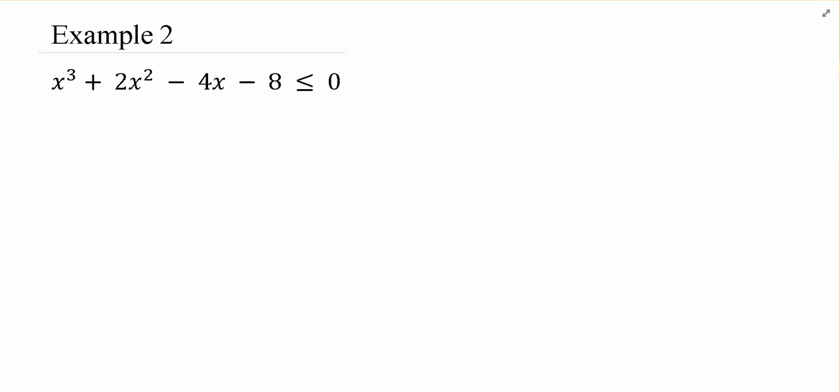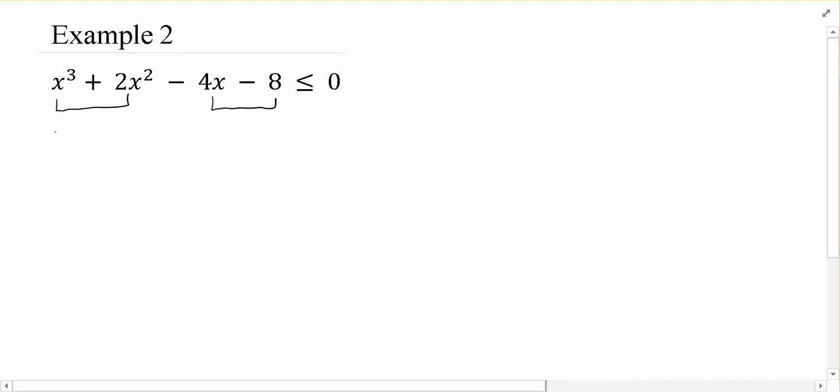So what if we have a polynomial that's not in the nice factored form like our last couple examples? Well, get it in that form. Here we have four terms to this, so let's factor by grouping. If I group the first two together, I can pull an x squared out. I can pull a negative 4 out of that guy, leaving me x plus 2.